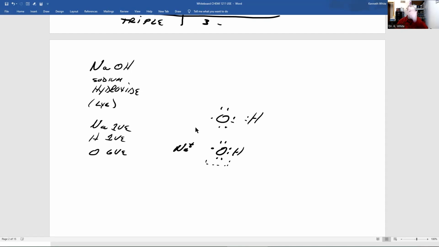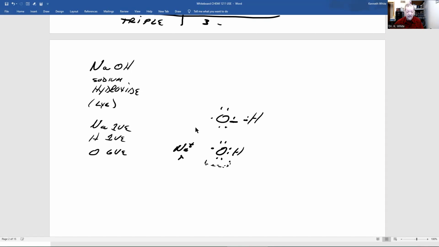So let me start that again. If we look here, oxygen only has 7 valence electrons. It's 6 plus the 1 from hydrogen, because it's shared. Well, how does it get its octet?